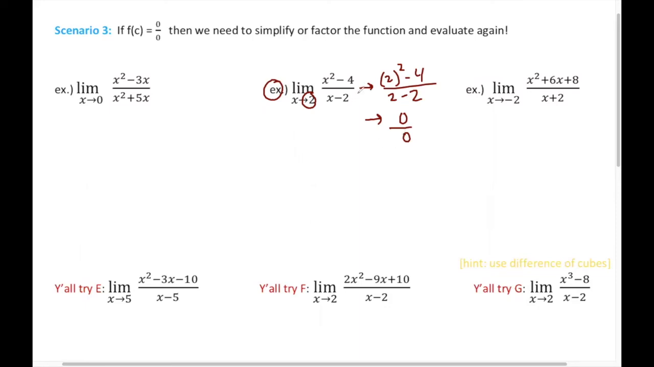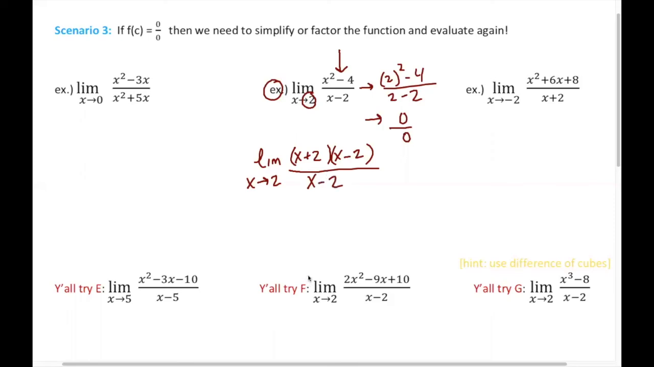So what can we do about x squared minus 4? Well, if you're an astute algebra observer, you'll notice that that is the difference of squares. So I can rewrite the limit as x approaches 2, and instead of x squared minus 4, I'm going to factor it out. That factors as x plus 2 times x minus 2. That's the classic difference of squares. And that all goes over the original denominator of x minus 2.